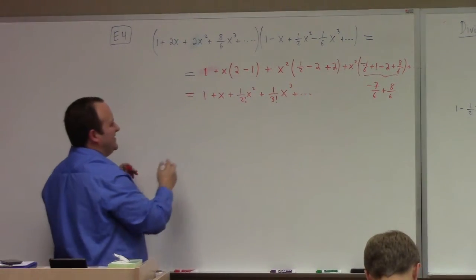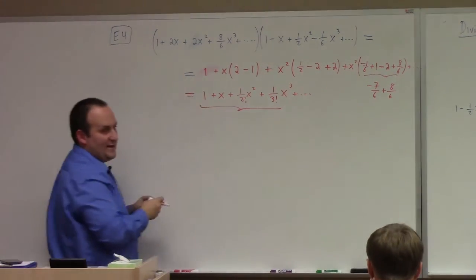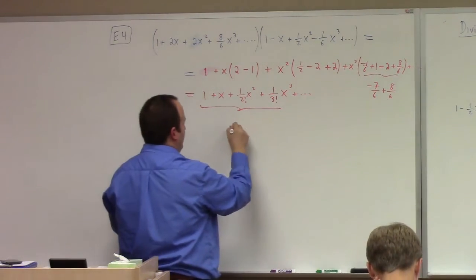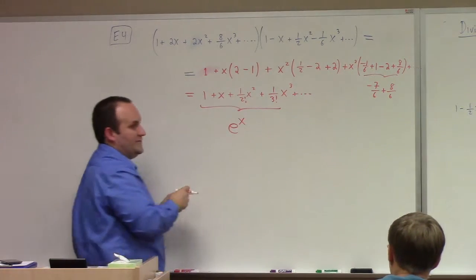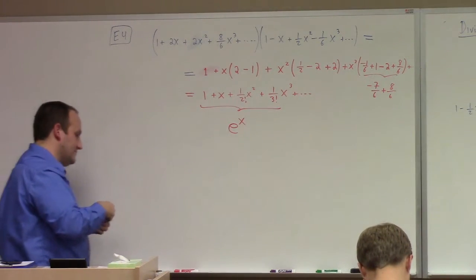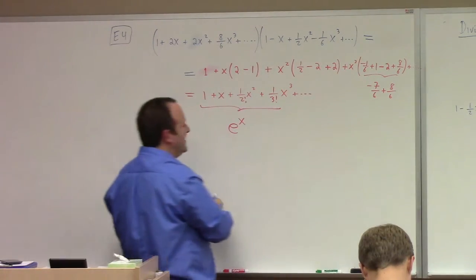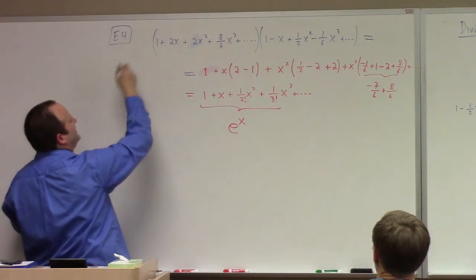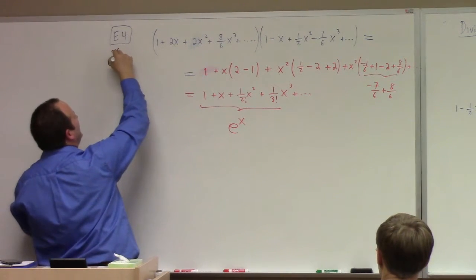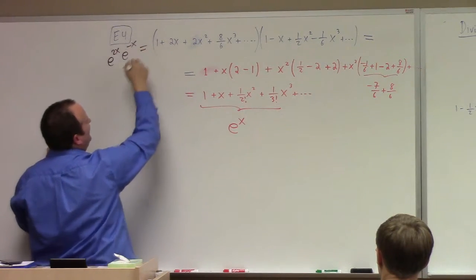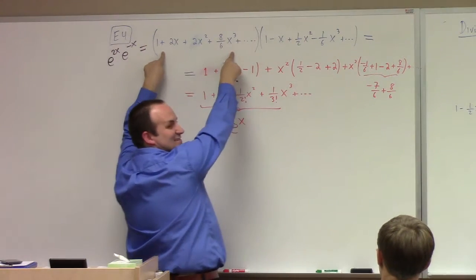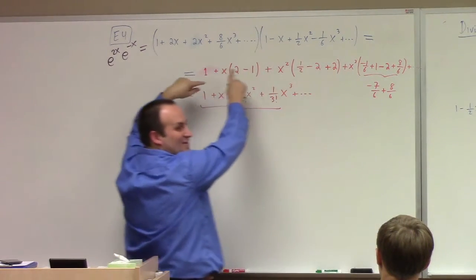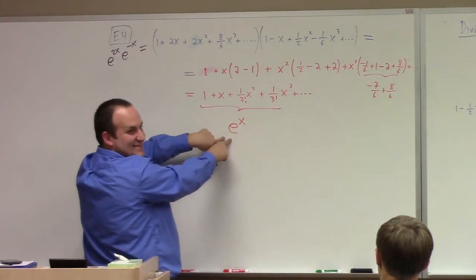I did this for a reason. What is this? Can you recognize? E to the x. Very good. So this multiplication was very dumb. What we just did was very dumb from one perspective, because what I've done to you is e to the 2x times e to the minus x. See, this is the e to the 2x power series. This is the e to the minus x power series. And when you multiply them, you get e to the x.